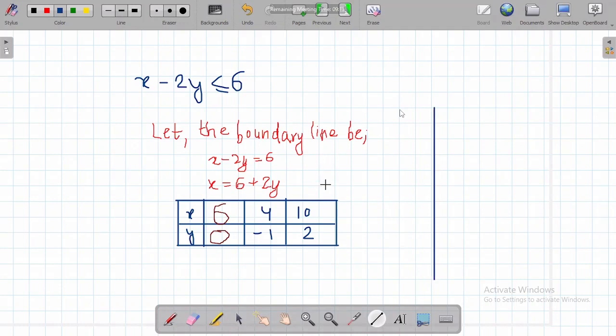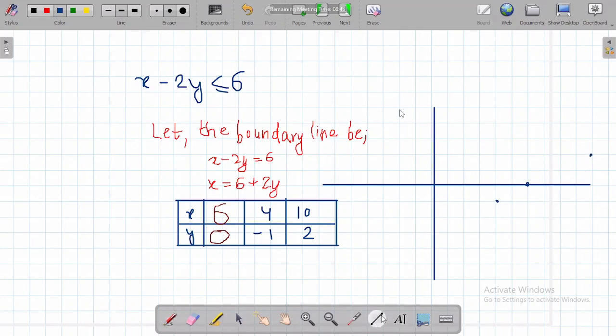This is the y-axis. This is the x-axis. Now according to Arshia, it is 6, 0. Then Christy said 4, minus 1. It will be here. And Krisa said 10, 2. It will be here.